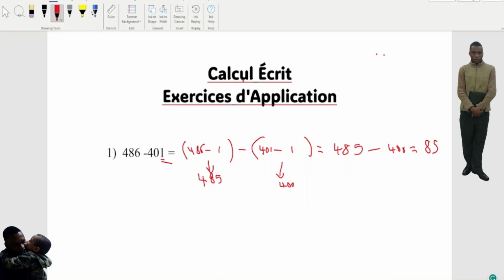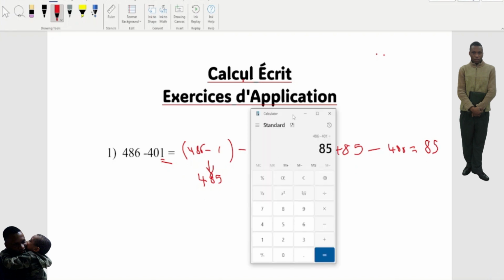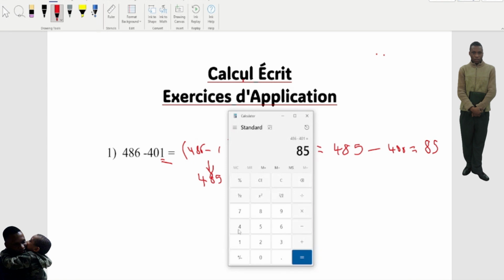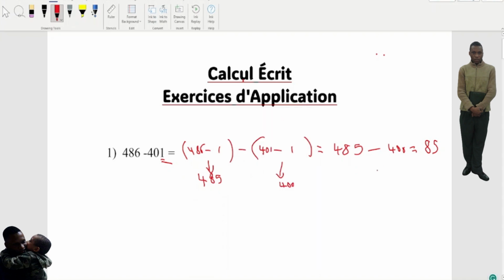So if I bring the calculator right there, this is 485 minus 400 equal 85. So if we do 486 minus 401, equal the same answer we get. This is the same answer we get here.